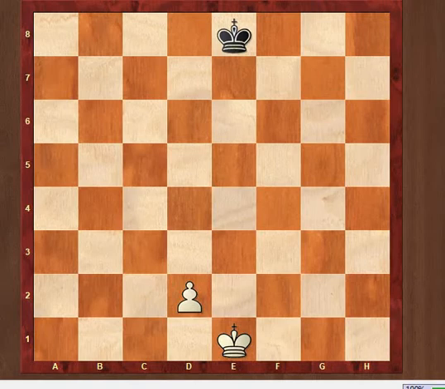In the last video we learned how to use the rule of the square to determine if the opposing king would be able to catch your passed pawn. Today, in this video, it is clear that the king is already in the square. Are we seeing that, class? The king is already in front of the pawn, so there is no way pushing that pawn makes sense.